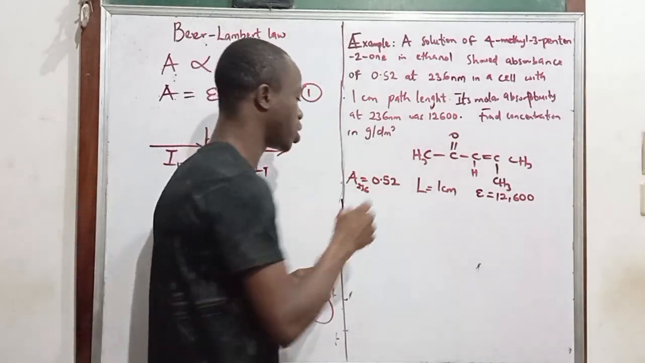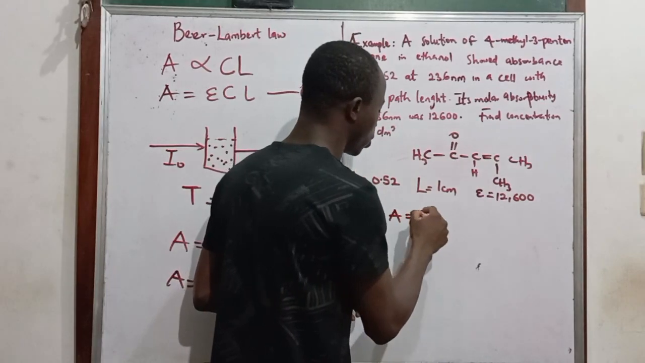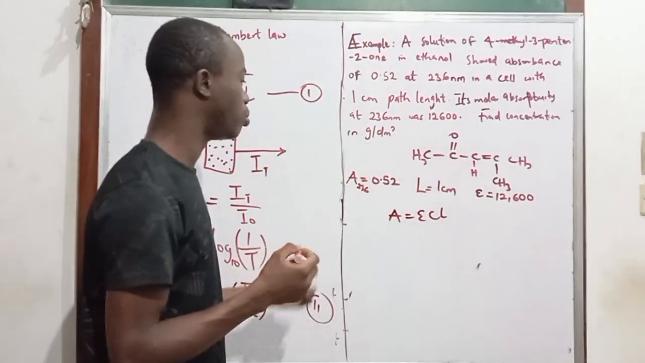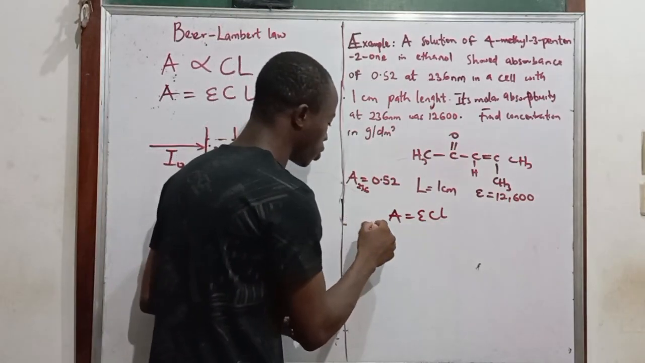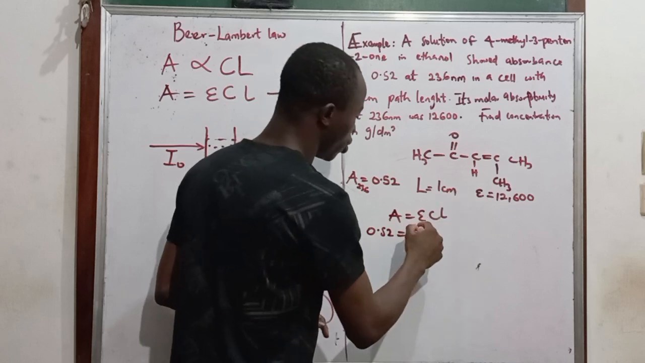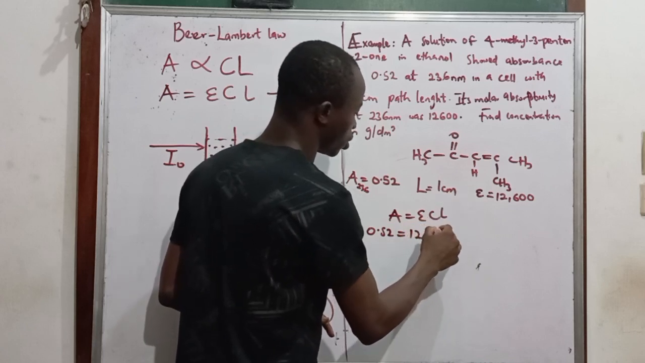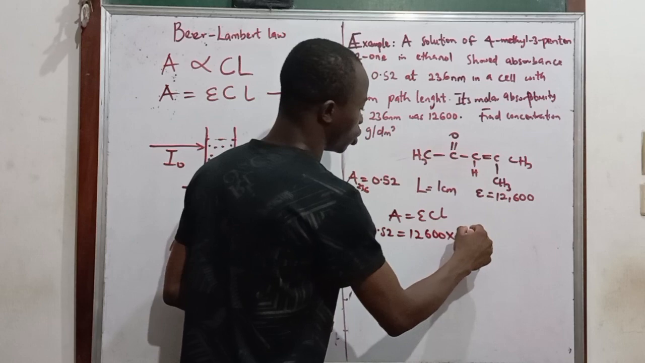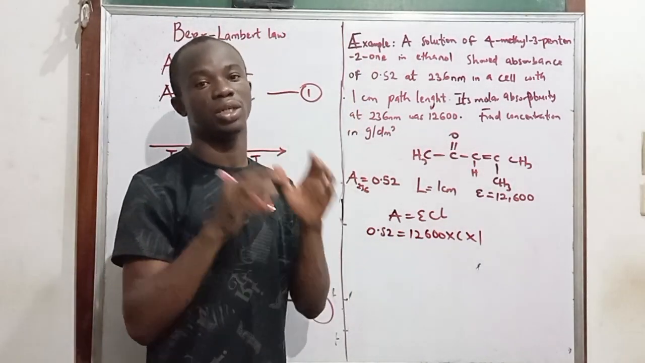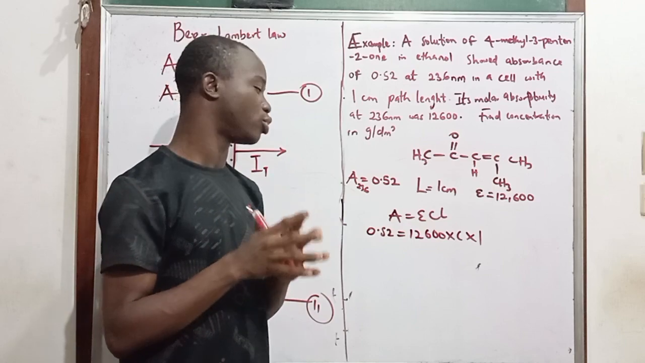So that implies that I can simply use my A equals epsilon C L. I'll just insert the given values, and that means I'm going to have 0.52 equals 12,600 multiplied by C multiplied by 1. So take note, when you are using this formula, your path length should be in centimeter.